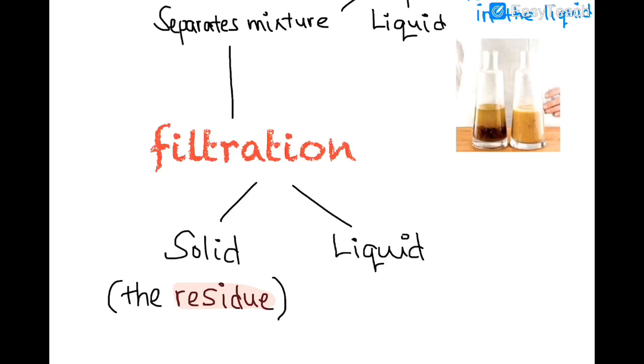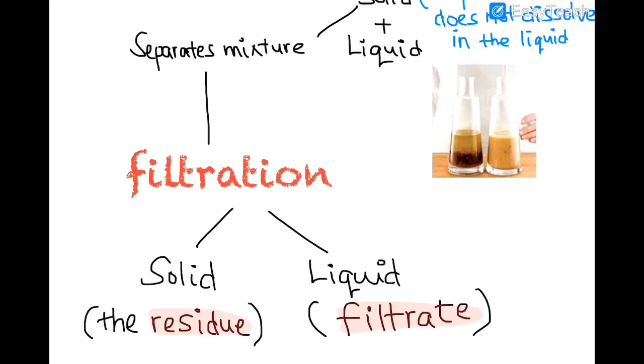Once we get back the solid after doing filtration, that solid part is called the residue, and the liquid that we obtain afterwards is called the filtrate. So this is also a very important part. The liquid part is called the filtrate, the solid part is called the residue. And let's show you how filtration is done.